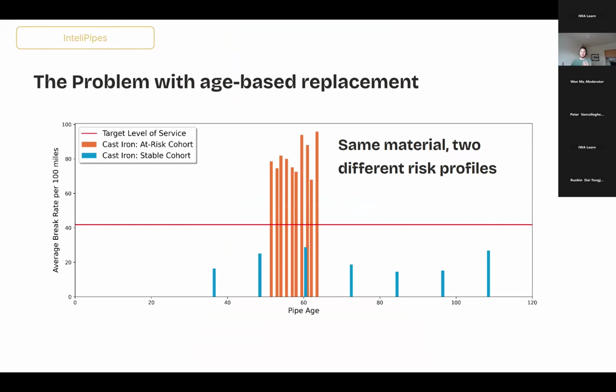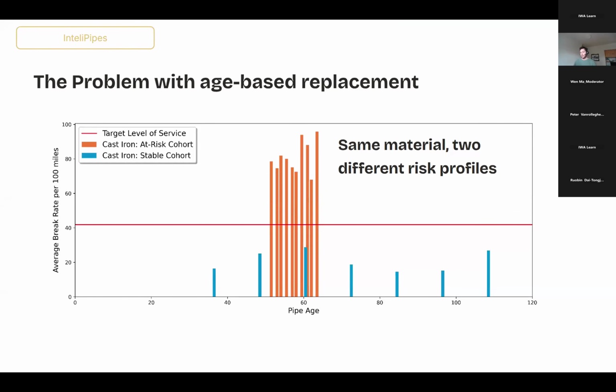And the main problem, it's not magical, people know about it, is age-based replacements. Right? So for assets, and I'm talking about pipes, but it can be about any water treatment asset, often what we assume is, let's replace the oldest assets first, because they will be in worse condition, and then we can go from there. But that's not usually the best approach.